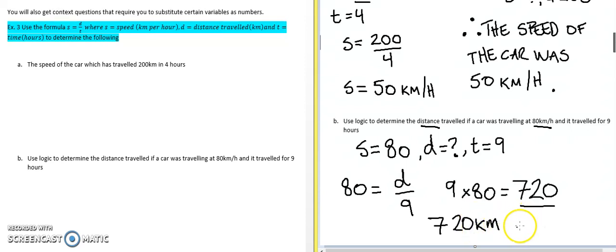So you would answer this as therefore the car has traveled 720 kilometers. I'm going to have to wrap it up here because I've only got about 5 seconds of recording. Go ahead and use your logic to determine which questions you need to do.